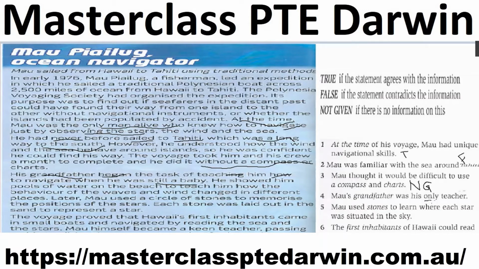Okay, Mao's grandfather was the only teacher, or was his only teacher. Is this true? No, you see, he began the task of teaching him. So Mao's grandfather was teaching him when he was still a baby. But there is no mention that he is the only teacher. Mao could have taken lessons from others as well.